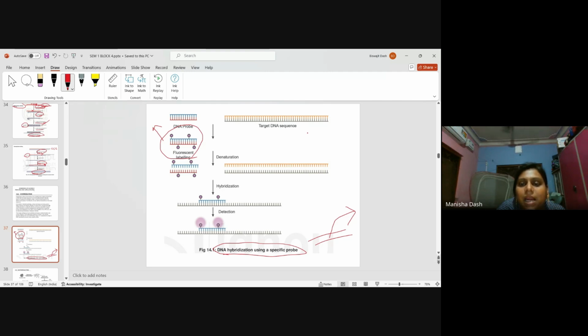What is done? The target DNA sequences and the probe are denatured. Denatured means the double stranded structure is broken and they are made single stranded. Since they have separated, if the probe has a complementary sequence against the target DNA, it will go and bind there. If the binding is successful, that means if the target DNA has complementary base pairs to your probe, then you can observe fluorescence emission, which can be detected by a system, and you can find out whether the gene of your interest is present in the target DNA sequence or not, because you have designed your probe accordingly.